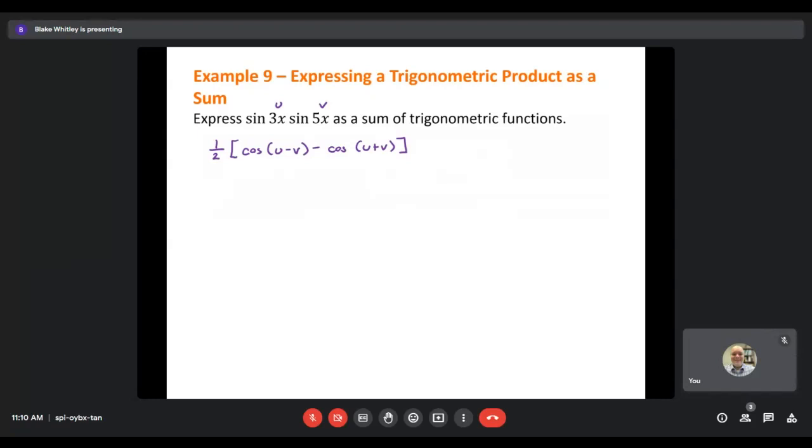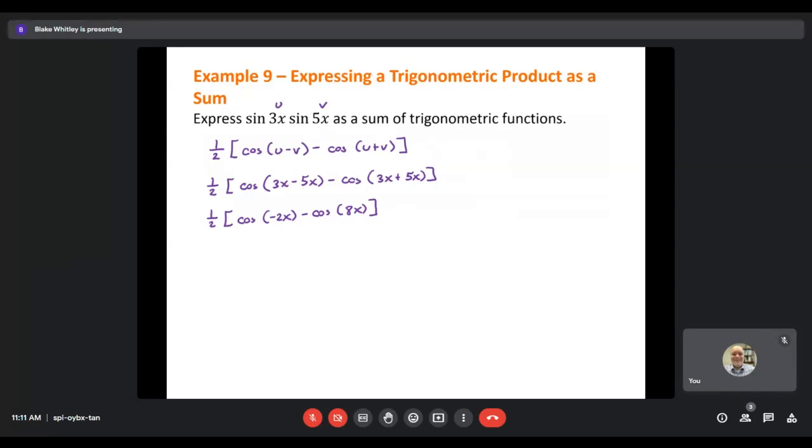So now it's just a matter of substituting that in. So we're going to get 1/2 cosine 3x minus 5x minus cosine 3x plus 5x. Now we can simplify what's in our parentheses. So we get 1/2 cosine of negative 2x minus cosine of 8x.